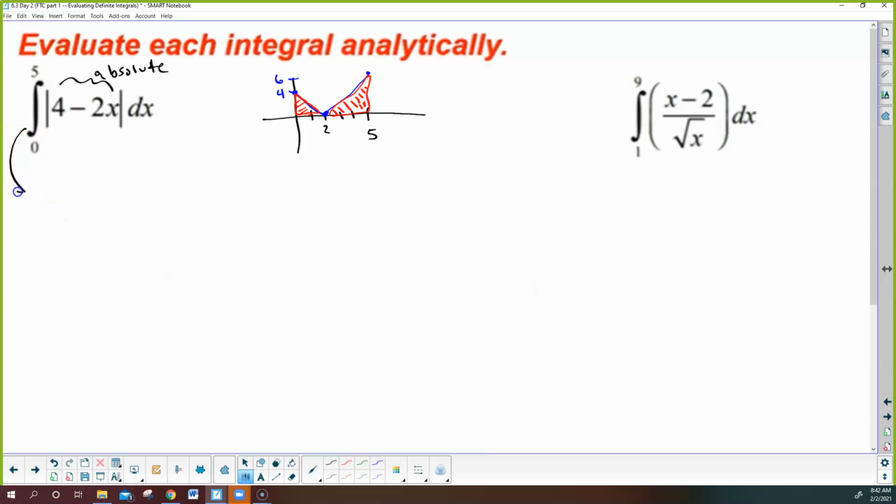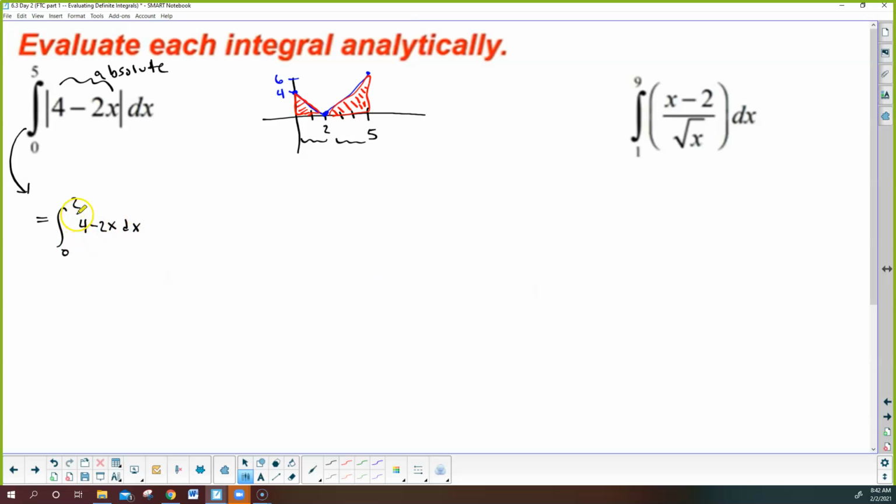And this is the weird part. We can do two different things, right? Notice the graph. I can split this up as one function and another. So what I'm going to actually do is say that this integral is actually equal to the integral from 0 to 2 of 4 minus 2x dx.